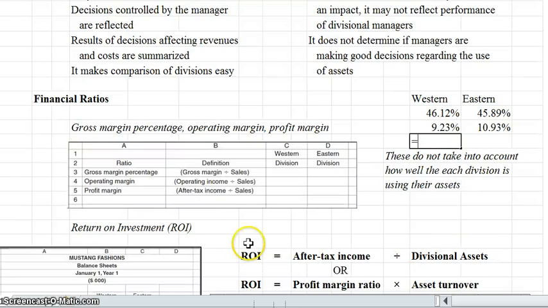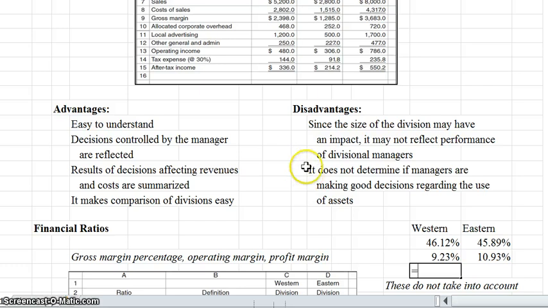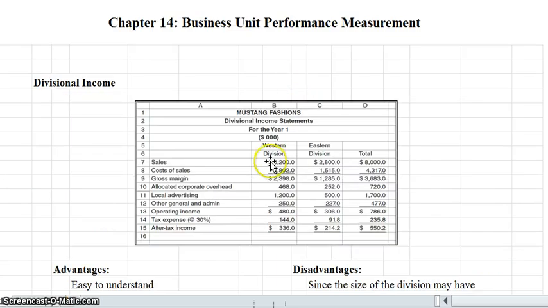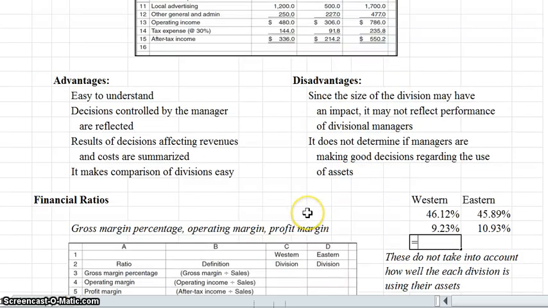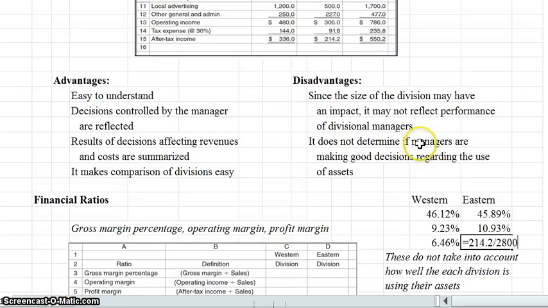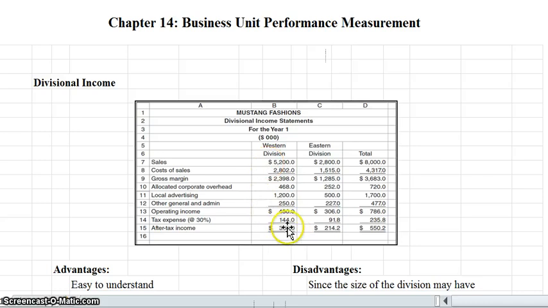And then last but not least, let's find out what our profit margin is, that after-tax income divided by sales. So for the Western Division, $336 divided by 5,200. And then for Eastern, 214.2 divided by the 2,800. 7.65. So here we're seeing that if we focus solely on net income, the Western Division would have been the winner here. And when I say winner, it just means they would have gotten a higher bonus, possibly.